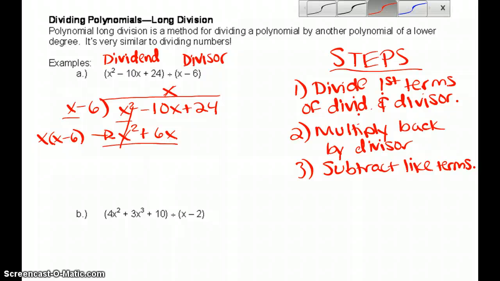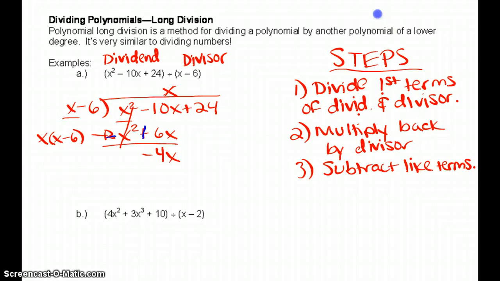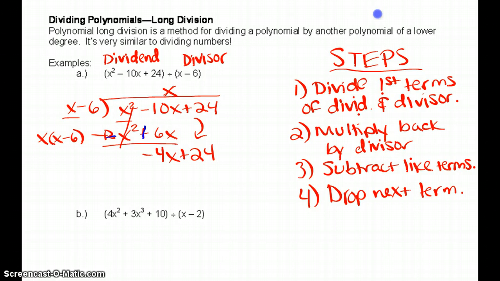You know, I should do that in a different color. Let's see. Okay, so this became negative. All right. Okay, so when I go ahead and I subtract, I'm going to get negative 4x. And then all I'm going to do is I'm going to drop the 24. So after I subtract, I drop the next term. Okay? And then I start the process over again. So I'm going to take negative 4x and I'm going to divide by x. And that gives me negative 4.